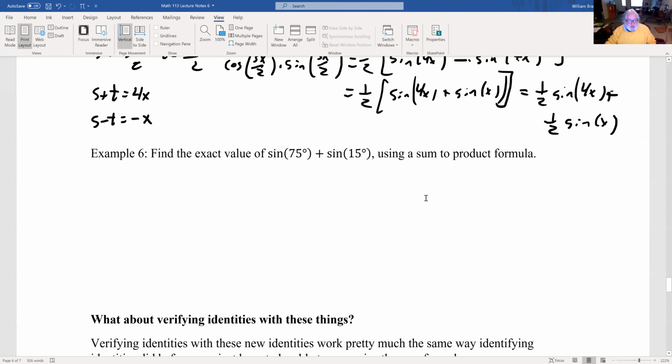So what's the exact value of sine of 75 degrees and sine of 15 degrees using a sum to product formula? So we've got sine of 75, sine of 15. So sine of s plus sine of t, we have a formula for that.